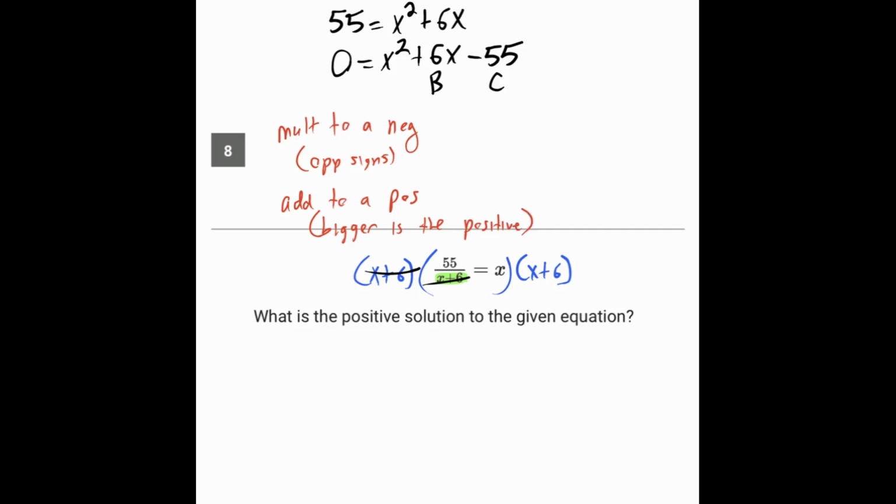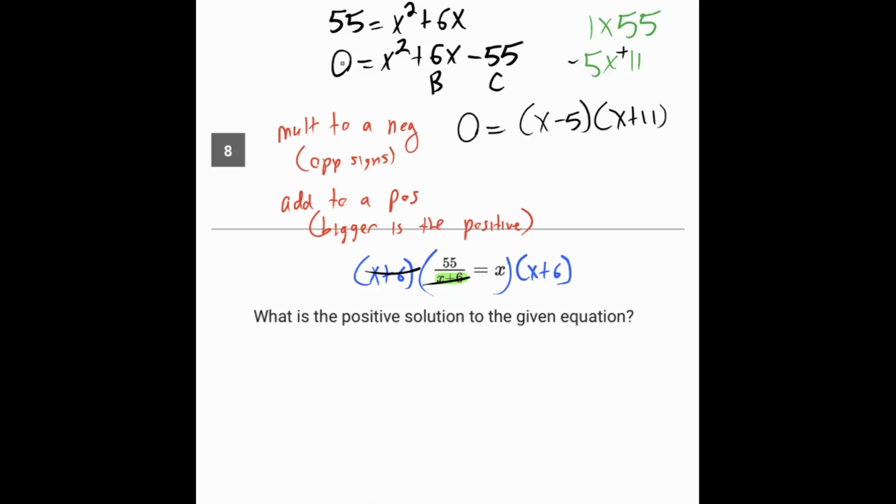Now let's think about the actual numbers. 55 obviously divides by 1. It doesn't divide by 2, by 3, by 4, but it divides by 5. And 5 and 11, if you have a positive and a negative, the bigger being the positive, that means that we'd have negative 5 and positive 11. And those two numbers would add to positive 6 and multiply to negative 55. So we've successfully factored. So we'll have 0 equals x minus 5 and x plus 11.